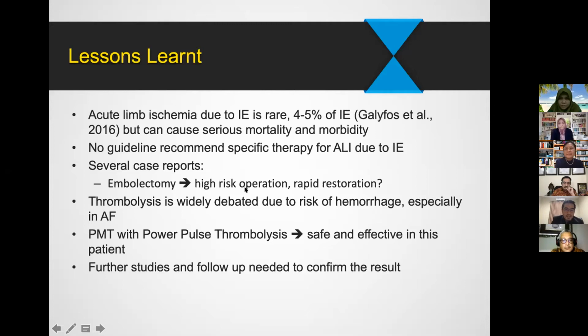and some centers, especially in our country, embolectomy maybe cannot be done quickly. So maybe thrombolysis or percutaneous intervention can be a choice. And we know that thrombolysis is widely debated due to risk of hemorrhage, and especially in atrial fibrillation. And from this case, percutaneous mechanical thrombectomy using power pulse thrombolysis is safe and effective. But further studies, I think, and follow-up are needed to confirm this result.